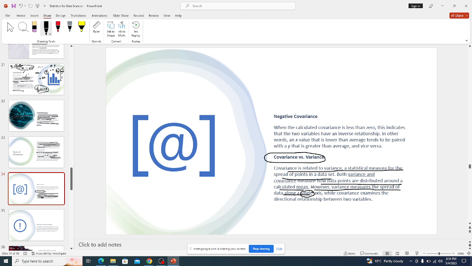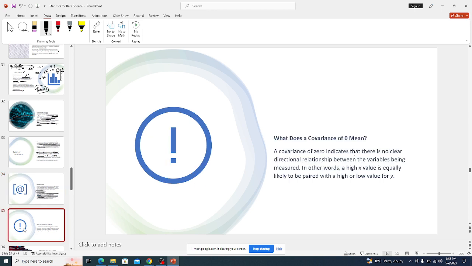Let me reframe that. It tries to show us the behavior of one variable, and what contribution or impact it will have on the other variable. Basically, that's what we are trying to mean.